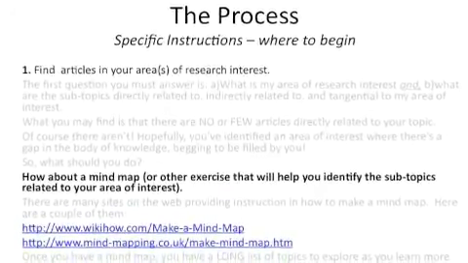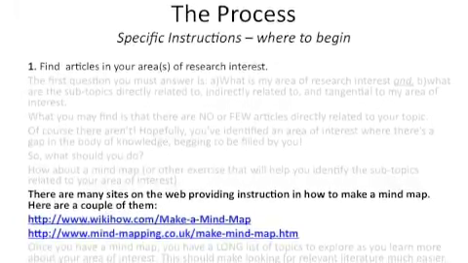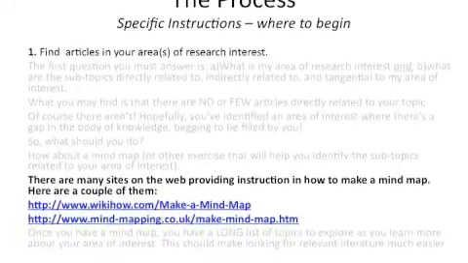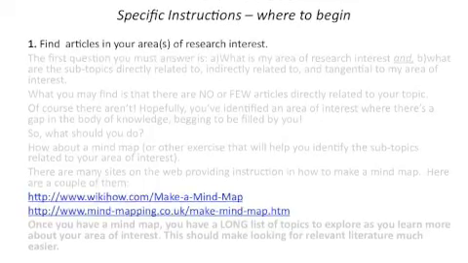How about making a mind map to identify subtopics? There are many sites on mind mapping. Check these out.